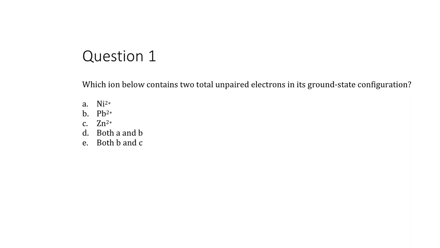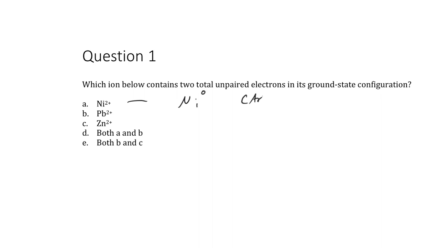Hello, these are the solutions to activity 10. Which ion below contains two unpaired electrons in its ground state electron configuration? We'll just look at nickel 2+ for a minute. For a cation configuration, you want to start with the neutral atom.